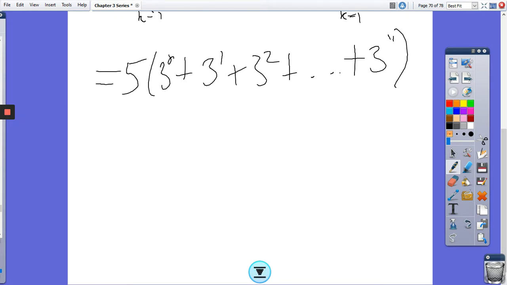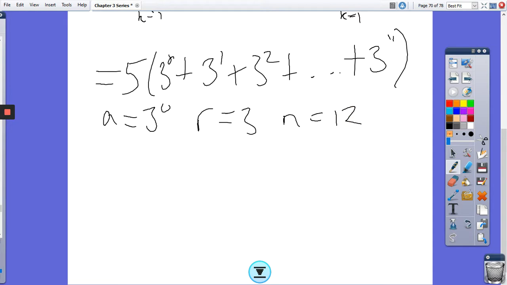And what we have here is a geometric series, where a equals 3 to the 0, which is 1. r equals 3, because we're timesing by 3 each time to get each number in the bracket. And we've got n equals 12.